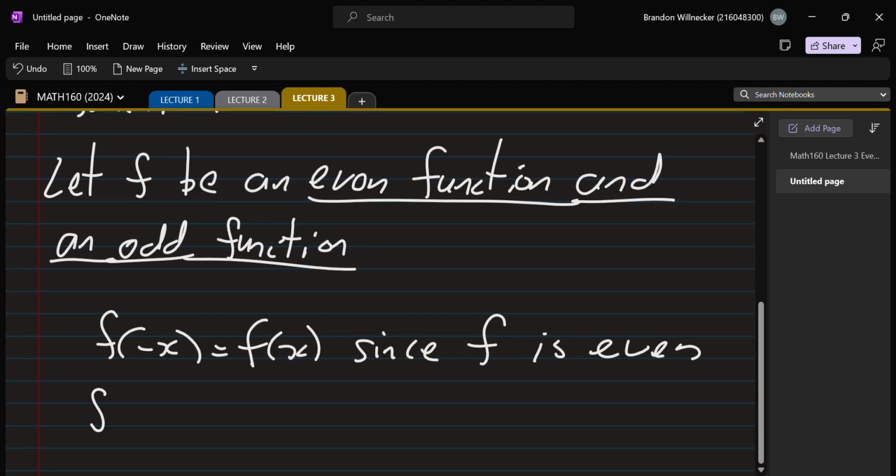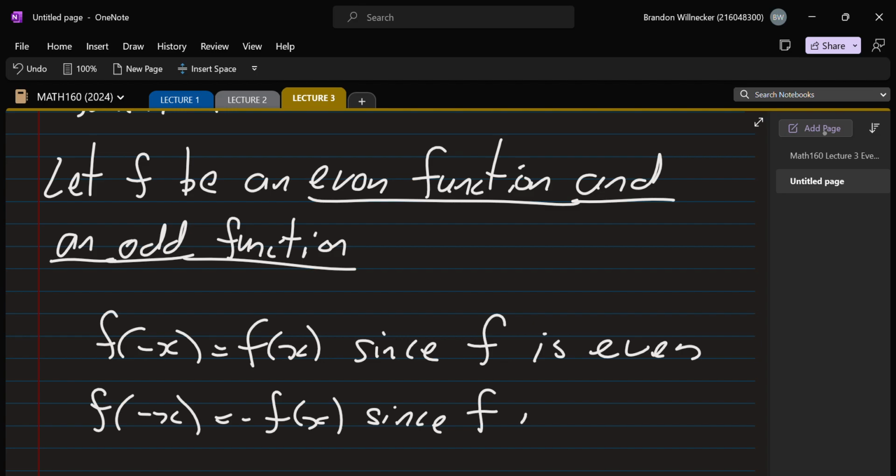Okay, we also know f of minus x is minus f of x, since f is odd. Okay, so we've converted the statement there into some algebra that we can then work with. Okay, so let's call these two equations equation 1 and equation 2.